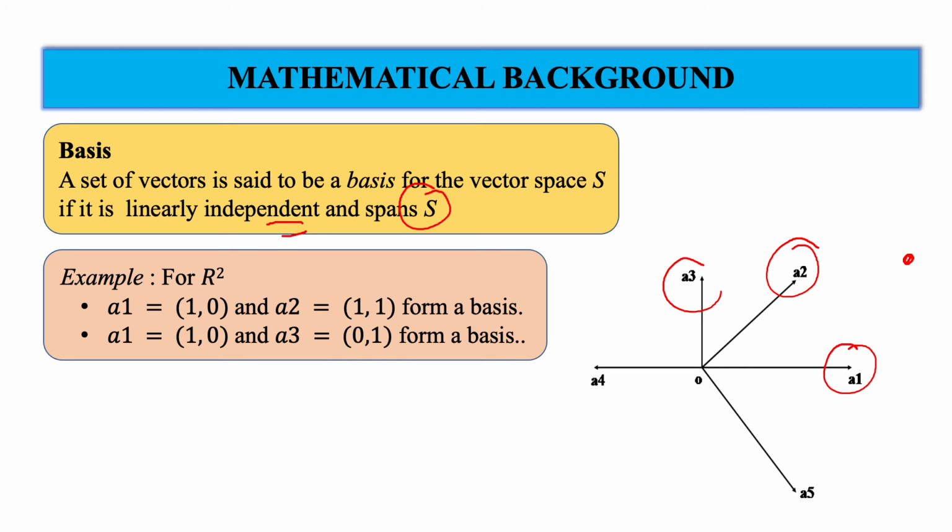Similarly, A1 and A3 form a basis. So this shows that bases are not unique. I can have A1, A2 as a basis, A1, A3 as a basis, A4, A3 as a basis, then A2, A5 as a basis, and A3, A2 as a basis, and so on. The only thing that I have to ensure is that they are linearly independent and those vectors should span the space.